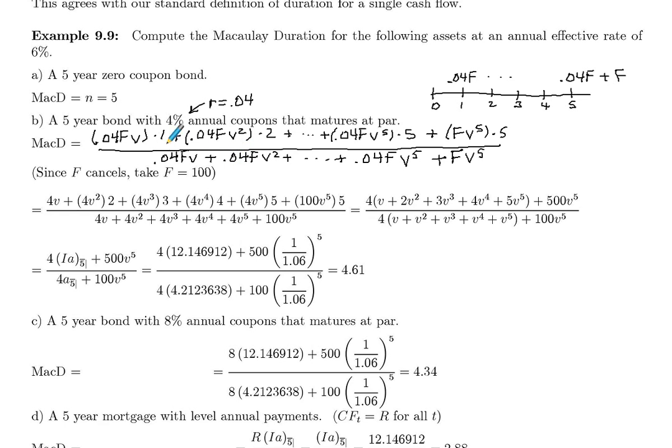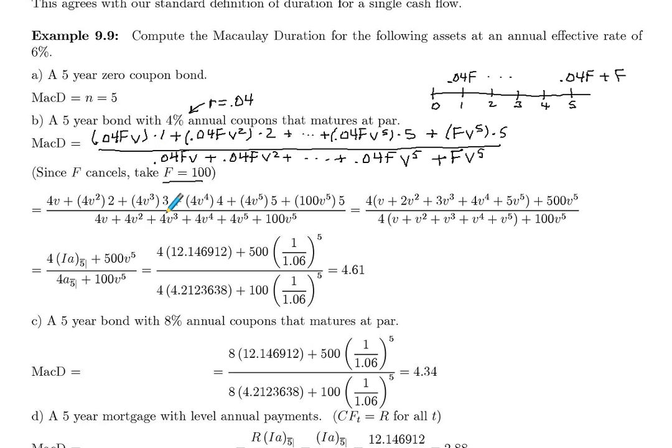Now notice here that F is a common factor all the way across the top, and it's a common factor all the way across the bottom. So we could factor that F out and it would cancel top to bottom. So we actually could, if we wanted to, take F to be anything we want if it simplifies this calculation. Now factoring it out would leave some decimals in there. But if we took F to be equal to 100, then 100 times 0.04 would be 4. We'd get rid of the decimal. And in fact, that's what we're going to do.